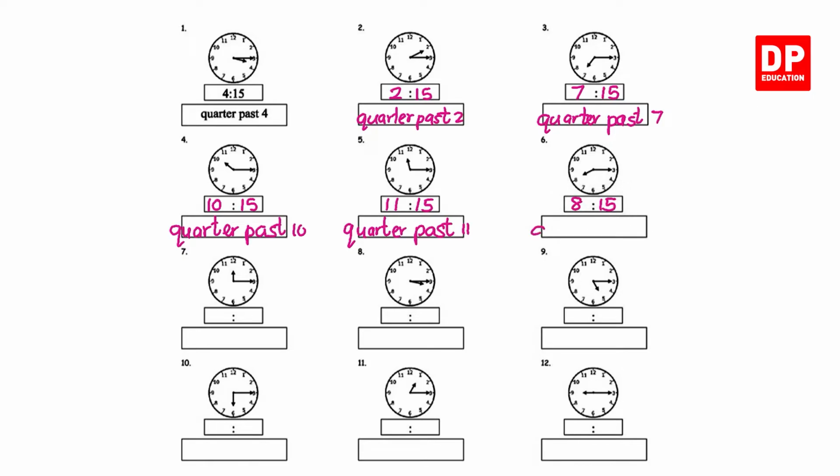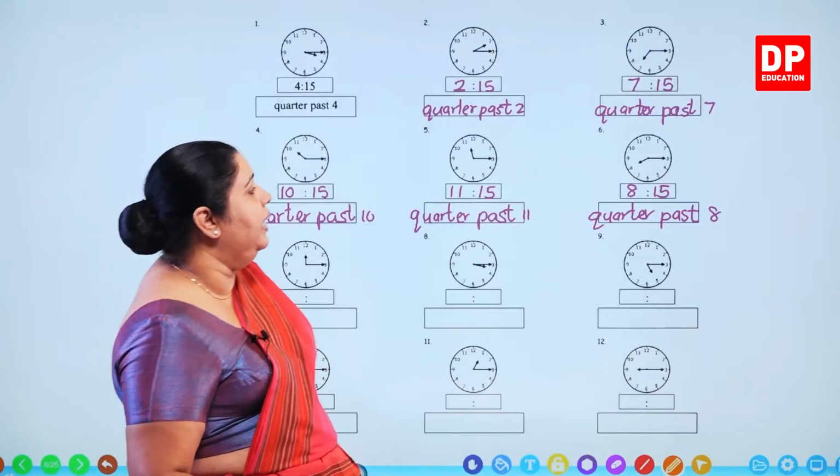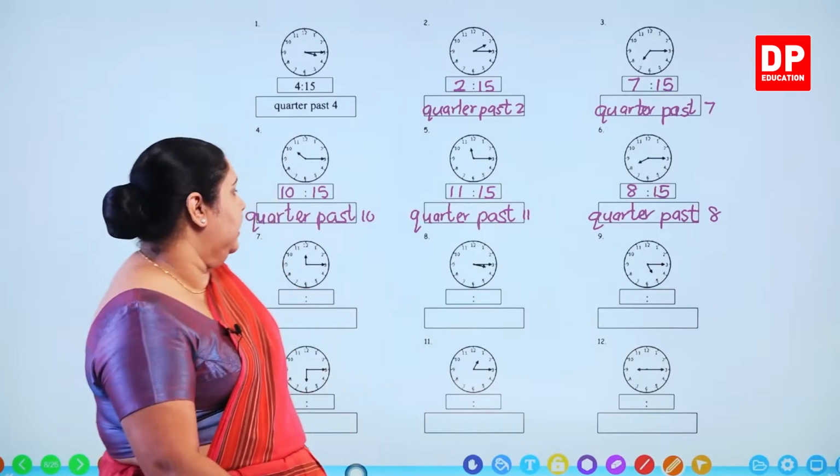8:15. Or we say 8:15. 8 පසු වී විනාඩි 15යි. 8:15 කිව්වත් හරි. 8:15 කියලා කිව්වත් හරි. Next one.